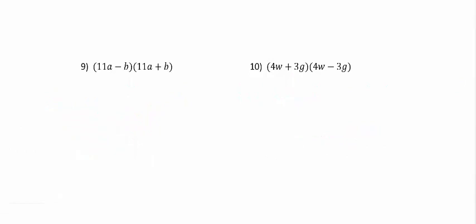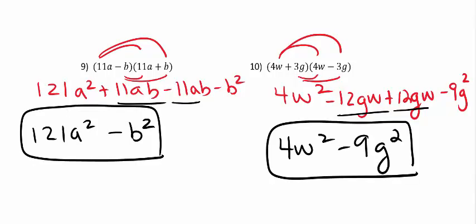Go ahead and do numbers 9 and 10 on your own. Pause the video and then come back and check your answers. So here we have the answers to 9 and 10. Both of these end up being a difference of squares.